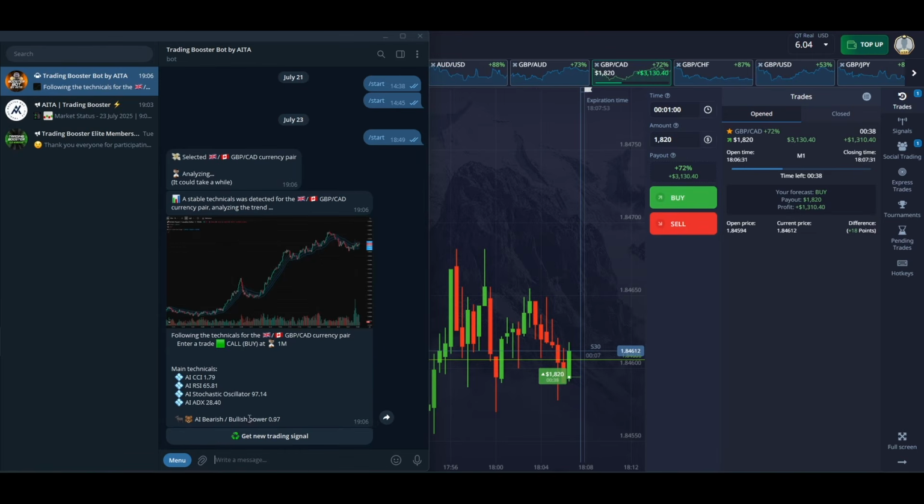By the way, take a look. The bulls are really strong right now, which means we're about to see some serious upward movement.